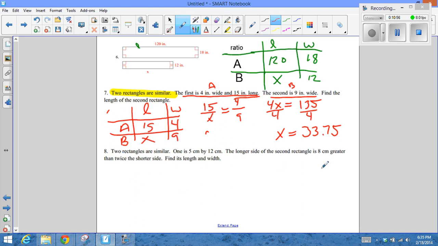All right, now we're going to do another one. And why don't you go ahead and pause the video right now and work this one out and see if you can figure out what the answer is to number 8, the width.